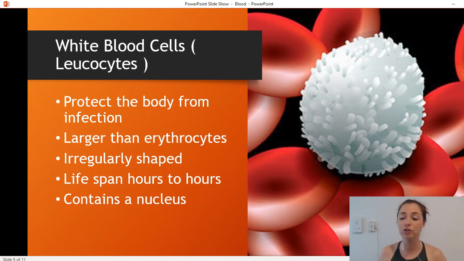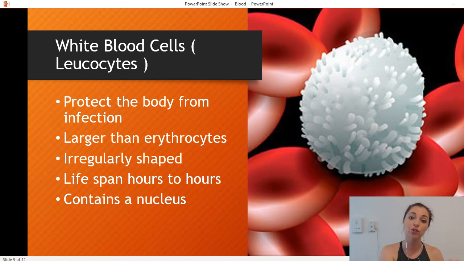If you're a healthy, functioning person, there's no point wasting our energy producing white blood cells if we don't need them. But they will fire up if we do have an infection or a virus or something like that. And they do contain a nucleus, okay? So please remember that. So remember, their main function is to protect the body from infection.